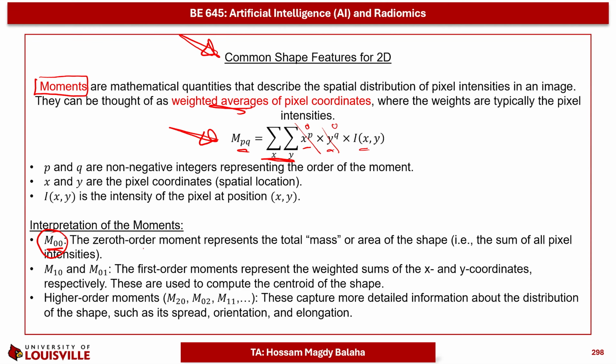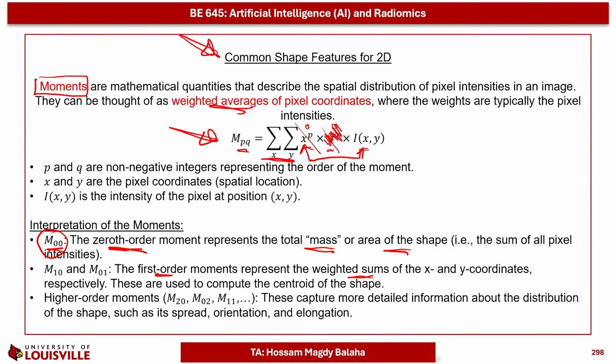Hence, the zeroth order moment represents the total mass or area of the shape, which means the total sum of all pixel intensities. And for the first order, you set P to 1 and Q to 0, then the Y factor will be ignored. Then it's like you are multiplying a weight here by the intensity. The first order moments here represent the weighted sums of the X and Y coordinates respectively.